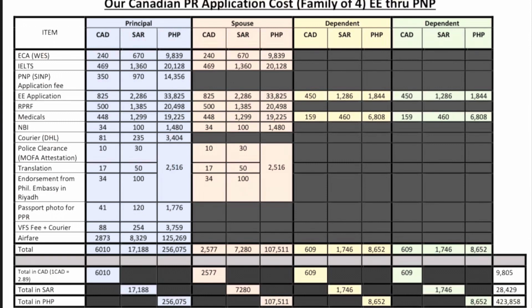All right. So the amount that we have paid in Philippine peso, let me just read that, is 423,858. In Canadian dollars, the amount that we have paid is 9,805, and in total in Saudi Riyals, we have paid 28,429. So if we have forgotten some items along the way, please comment down below and remind us.